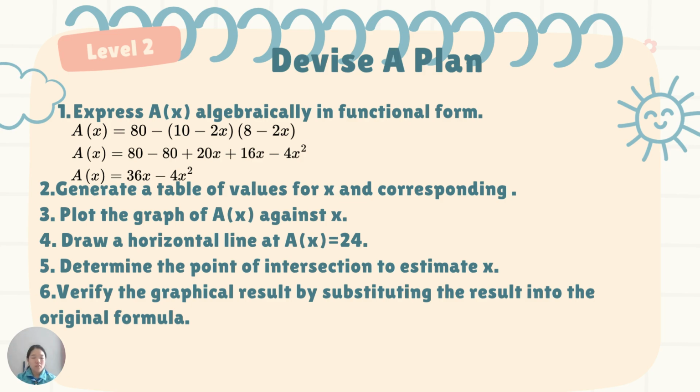Based on the equation that we have found, we could generate a table of values for x and its corresponding A(x). Then the third step, we plot the graph of A(x) against x and draw a horizontal line at A(x) equals 24. Then determine the point of intersection to estimate x. And the final step is verifying the graphical result by substituting the result into the original formula.